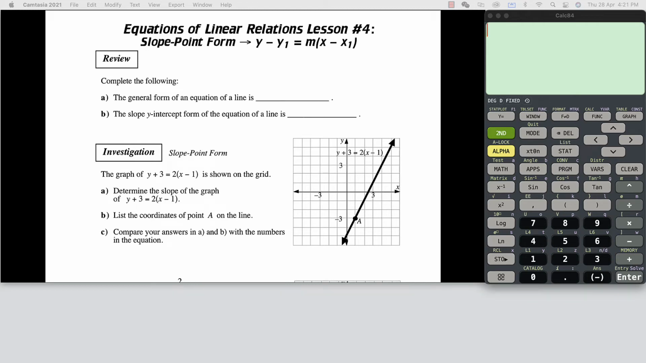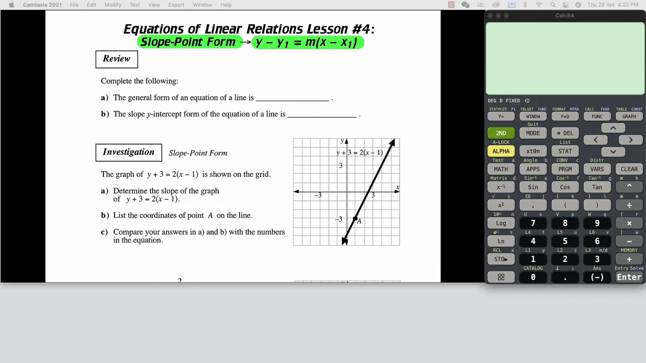We're on Unit 9, Lesson 4, and we are looking at a new form of the linear equation. This time it is in the form of y minus y1 equals m times x minus x1, and this is called the slope point form.